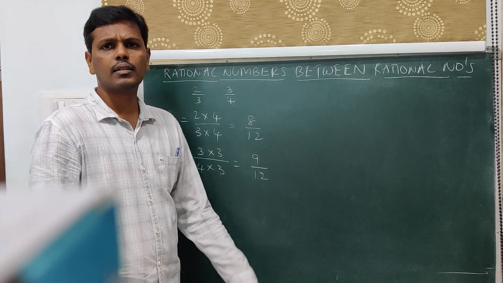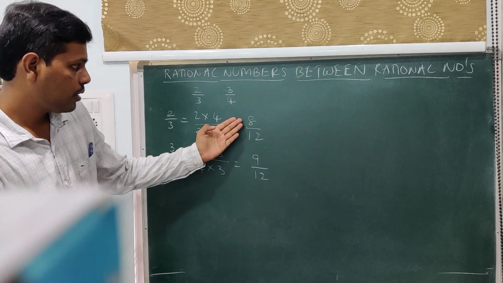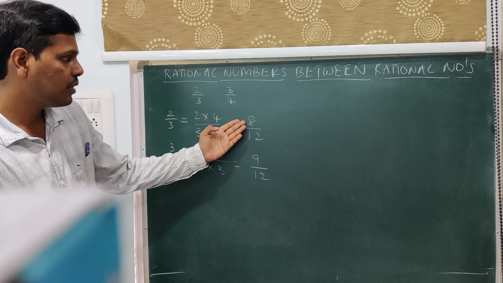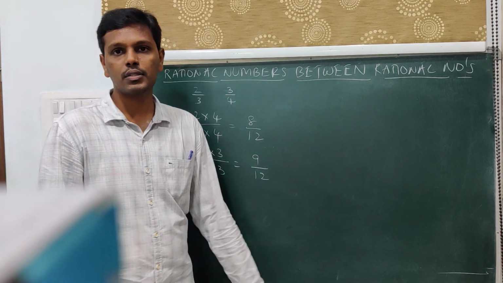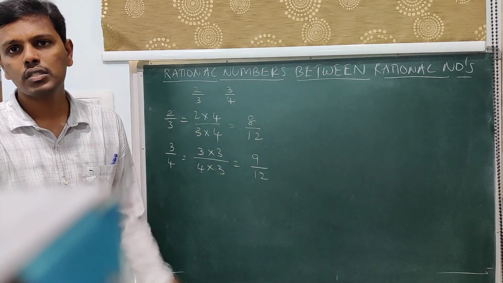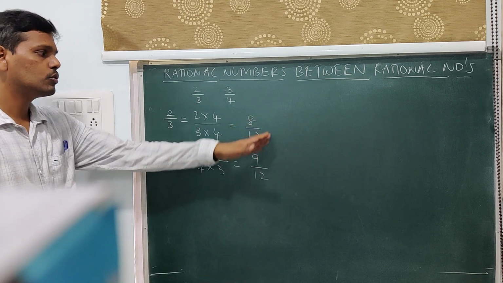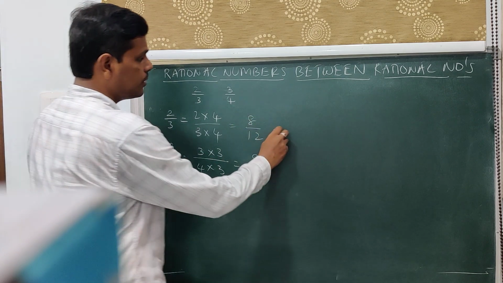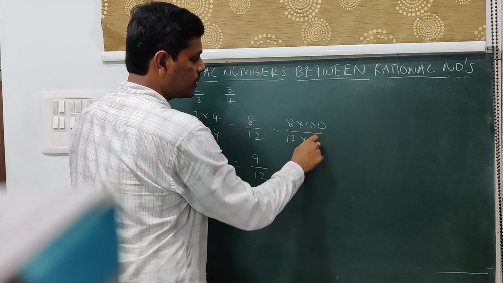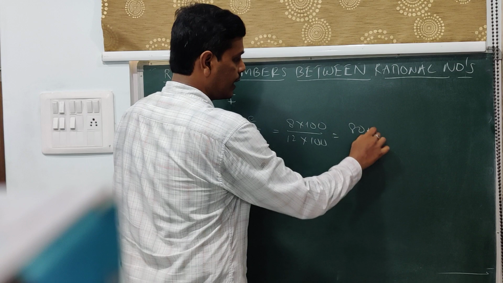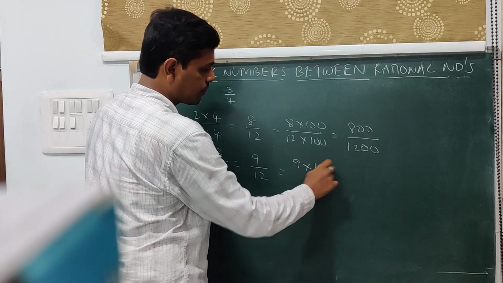Now you need to calculate, say, 10 rational numbers between these two rational numbers. Here you cannot find any number between 8 by 12 and 9 by 12. So what we do is, after getting the like fractions, you pick any number of your choice and multiply. For example, say I am multiplying 100 to both the numerator and denominator. 8 into 100 by 12 into 100. So this will give you 800 by 1200. And similarly I will do the same.